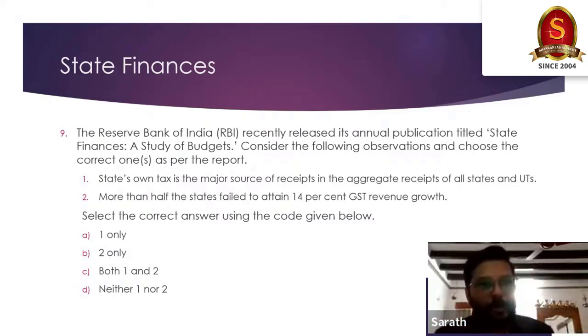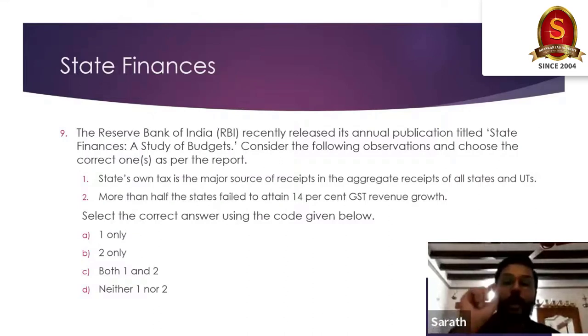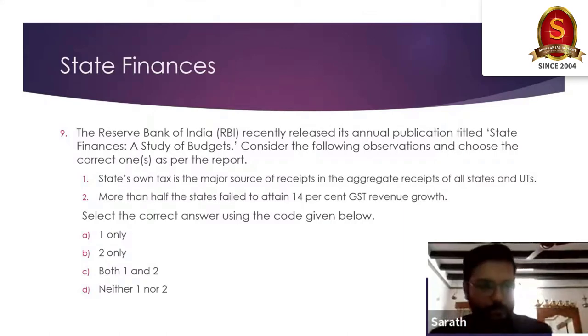States' own tax is the major source of receipts in the aggregate receipts of all states and UTs. That's one statement. Second, more than half the states failed to attain 14% GST revenue growth. What is the significance of 14%? That is a cutoff which was kept by the GST Council, and they said if you fail to attain 14%, whatever you fail by, we will provide compensation to that extent. Okay, that is what the GST Council had promised. That is why the 14% cutoff is important.